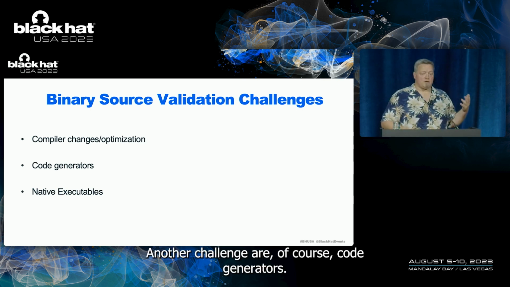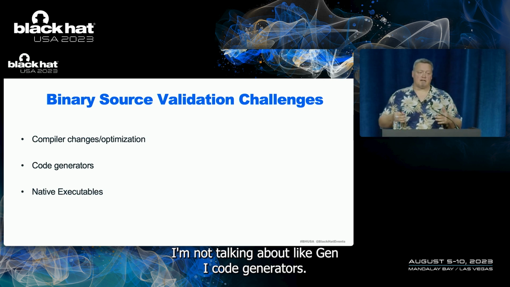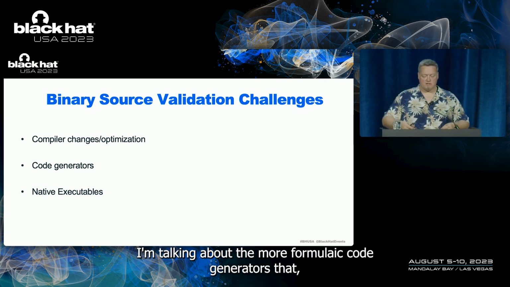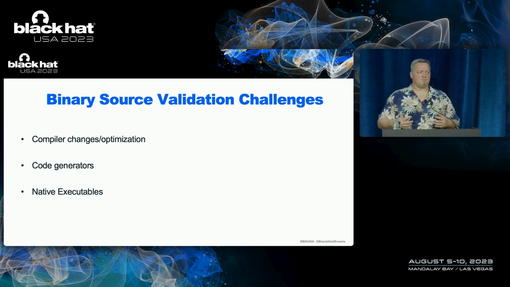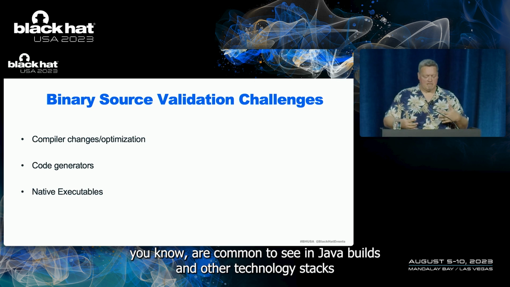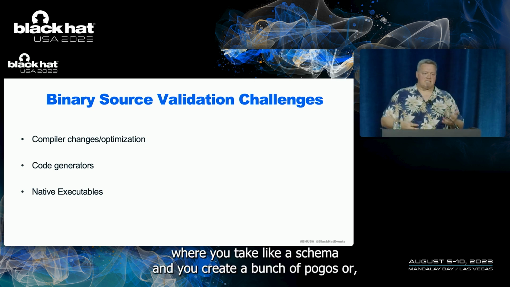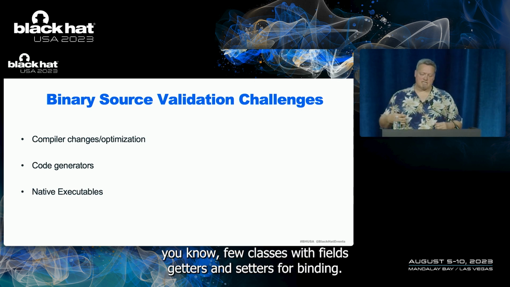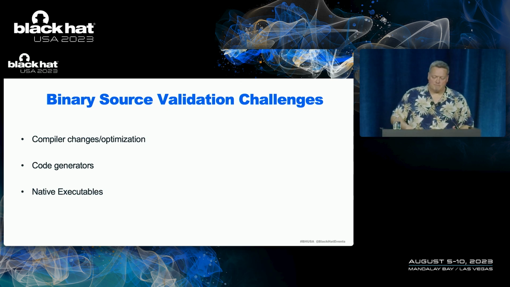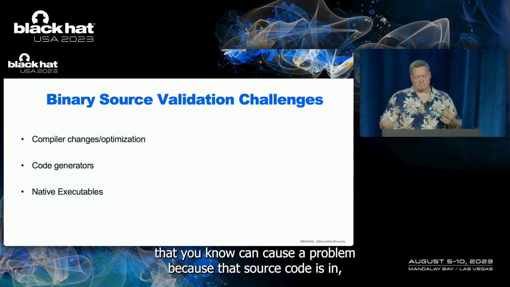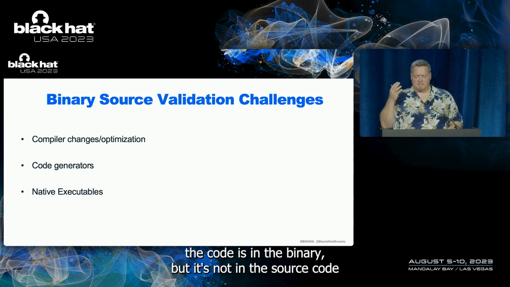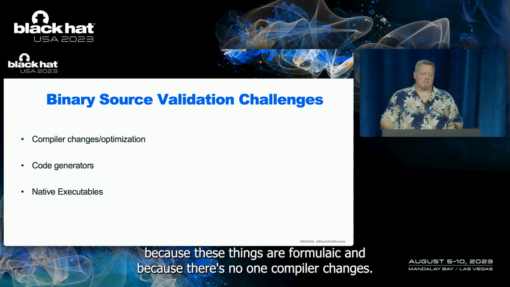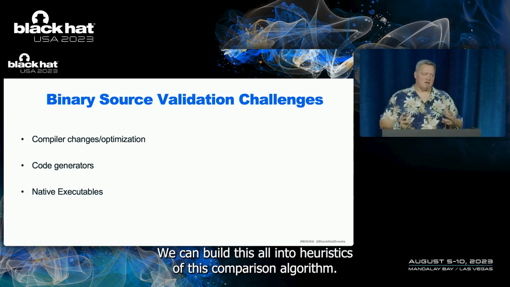Another challenge are, of course, code generators. I'm not talking about Gen AI code generators. I'm talking about the more formulaic code generators that are common to see in Java builds and other technology stacks, where you take a schema and you create a bunch of POJOs or classes with fields, getters, and setters for binding. Those are the types of generators that can cause a problem because that code is in the binary, but it's not in the source code. Because these things are formulaic and because there's known compiler changes, we can build this all into heuristics of this comparison algorithm.